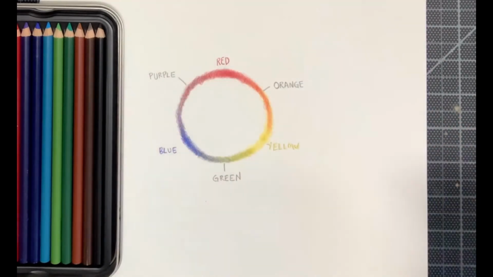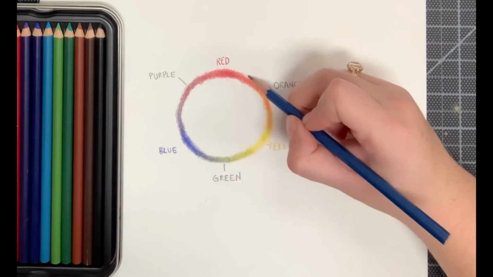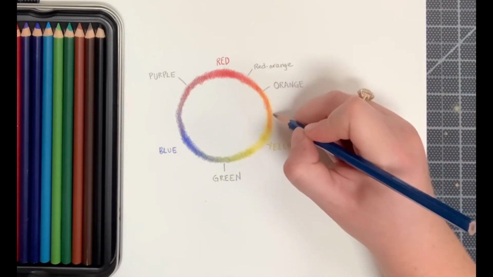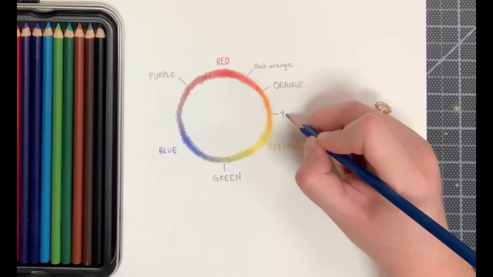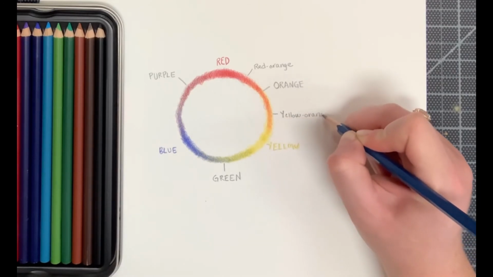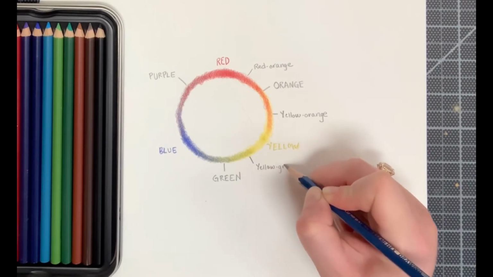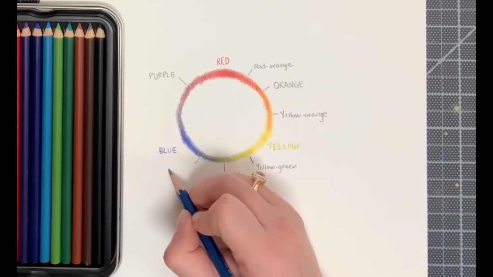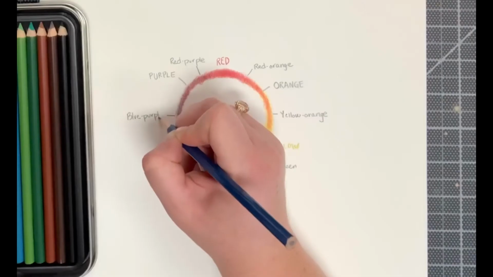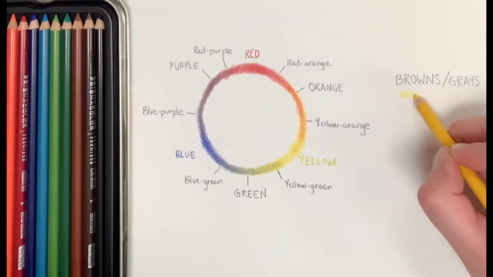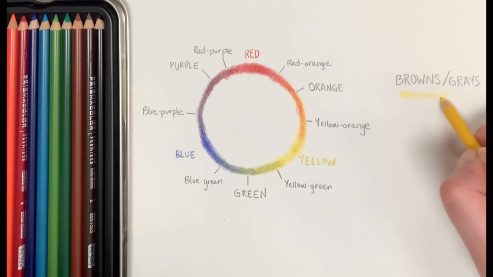The final set of colors you will have to label are your tertiary colors. These are when you mix primary and secondary colors together. So for red-orange, that's going to be the area between red and orange. Then you're going to do yellow-orange. Notice how I'm always placing the primary color first. This next one will be yellow-green. Then it will be blue-green, blue-purple, and then red-purple.